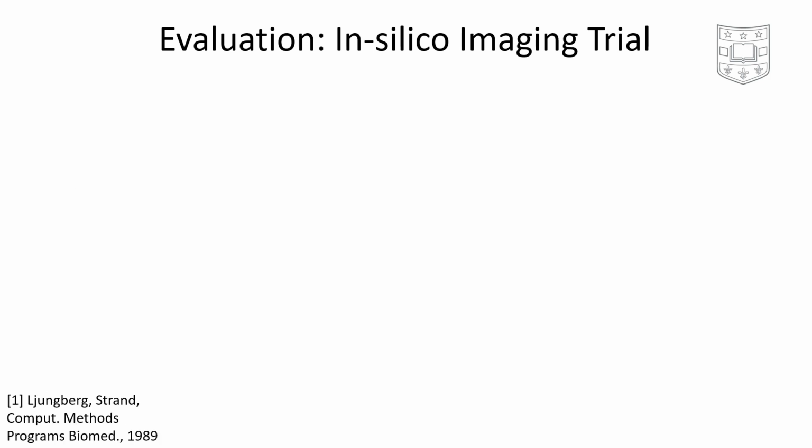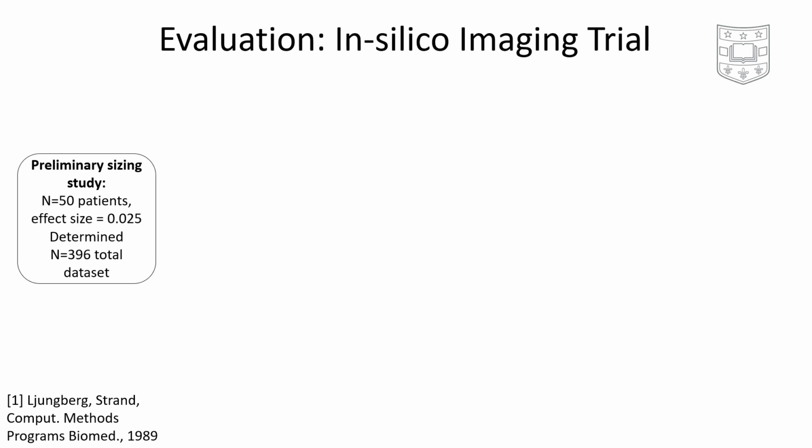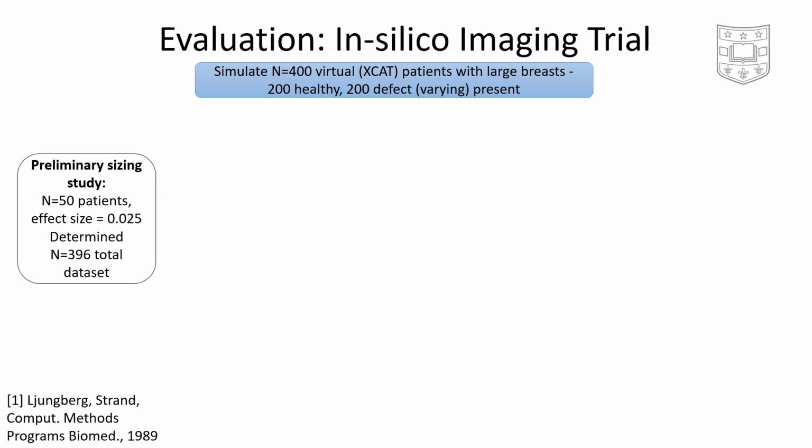Next, we will be looking at the schematic of our in silico imaging trial, beginning with a preliminary sizing study, which we conducted with 50 virtual patients and an effect size of 0.025. We thus determined that we needed a total data set of 396 patients, and thus we simulated 400 virtual patients using the extended cardiac and torso, or XCAT phantoms, with large breasts, of which 200 were healthy and 200 had defects of varying types present.